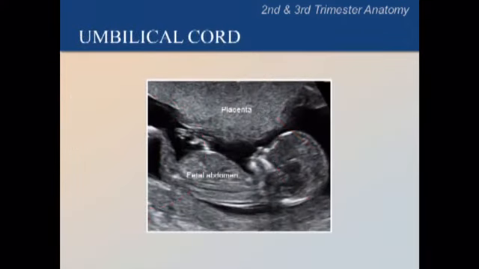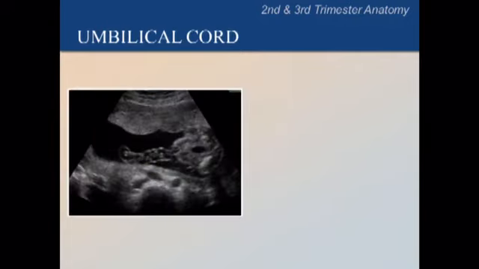When you look at the fetal abdomen, you will often notice the umbilical cord. The cord attaches to the fetal abdomen and the placenta. The image on the left shows the umbilical cord inserting into the abdomen.